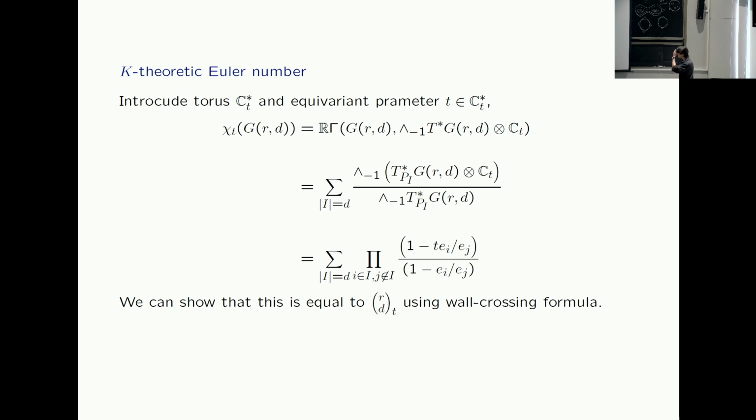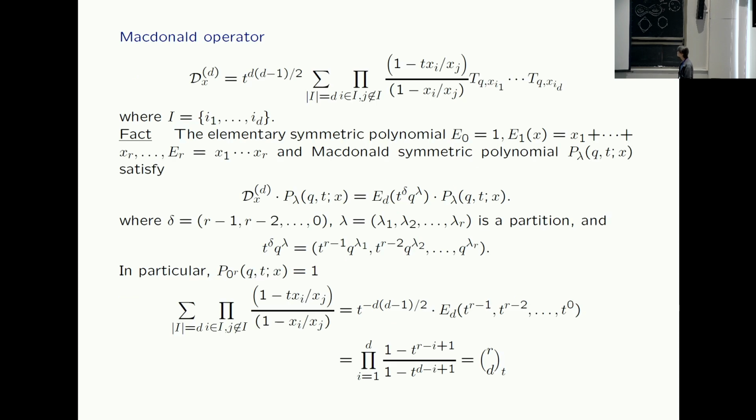So we can show that this is equal to the T analog of binomial coefficients using the wall crossing formula, which is the prototype of our method today. But here I want to show this by another method. This is given by Macdonald theory. Maybe most people know more than me, but I was taught by Professor Noumi about this method. So let us introduce Macdonald operators here.